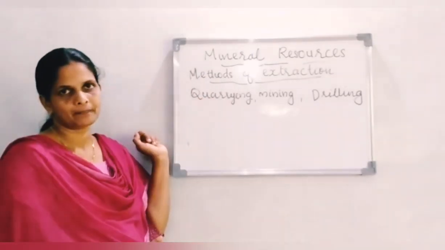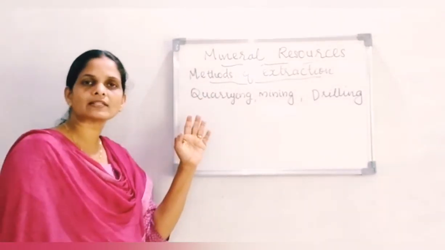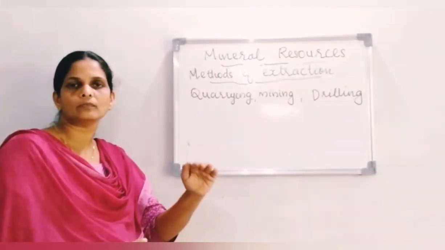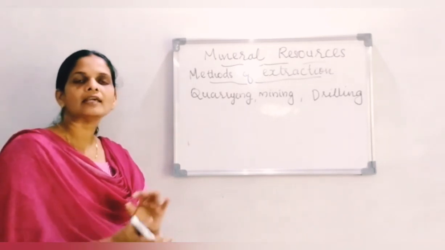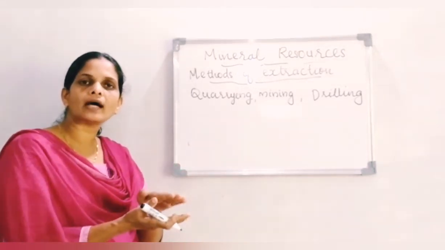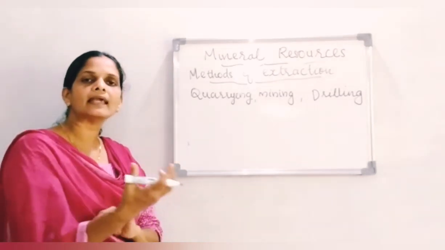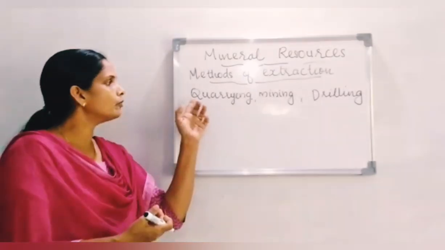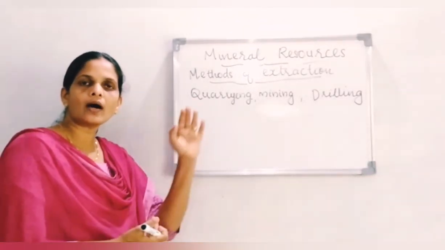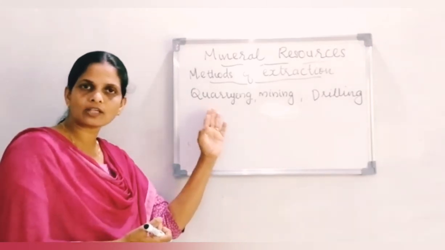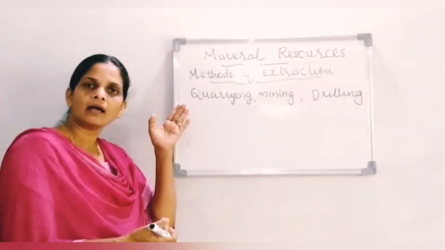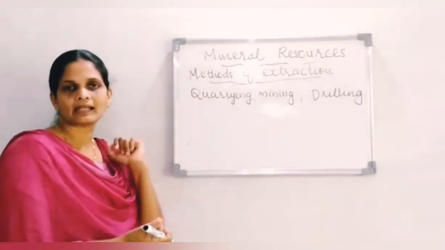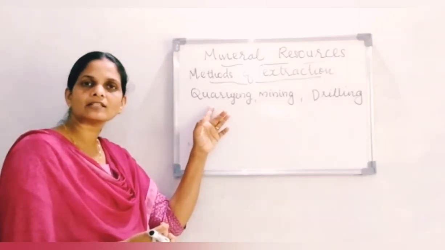What is quarrying? Quarrying means a process of extraction of minerals that are found very near to the top or surface of the earth. If the minerals are found very near to the surface, we can extract these minerals by removing that top layer. That type of practice is called quarrying. By removing the top layer of the earth's surface, we can dig out minerals.